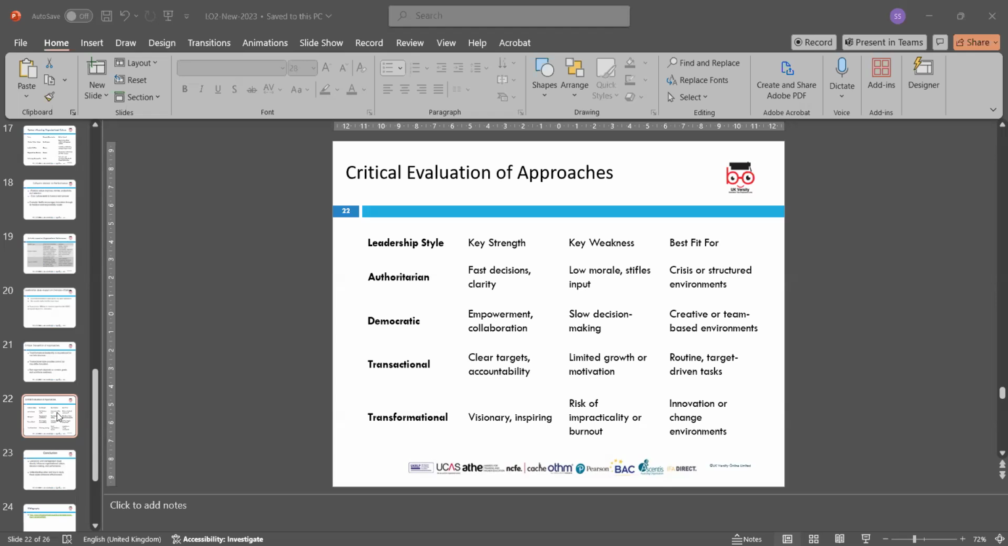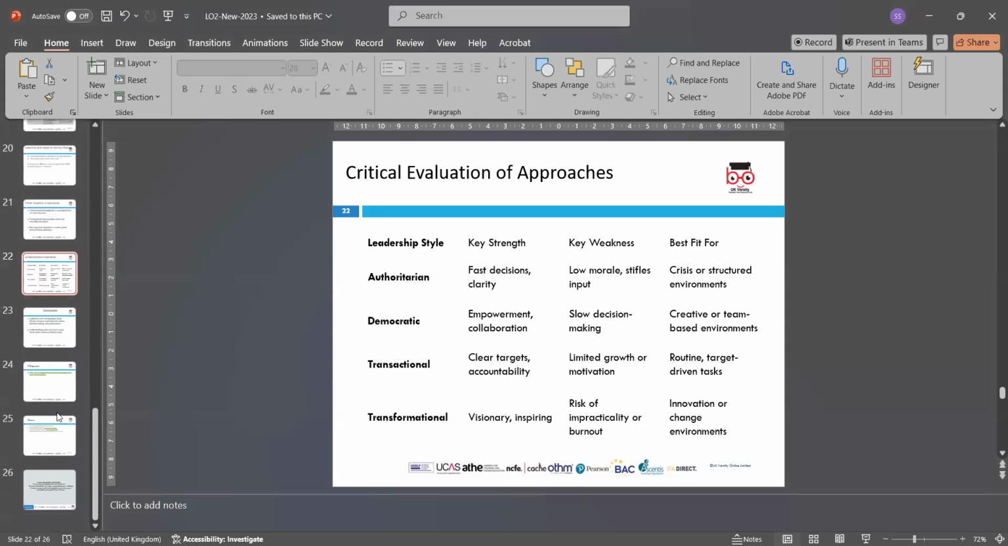So transformational leadership is kind of idealism. It doesn't fit in all environments. It is suitable for startups, tech companies, and organizations that are going through transformation. So this is today's session. We have done the evaluation.